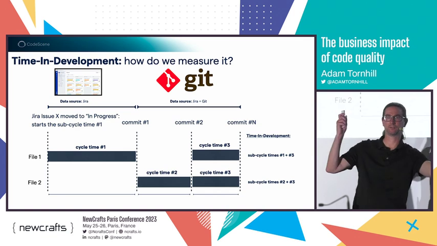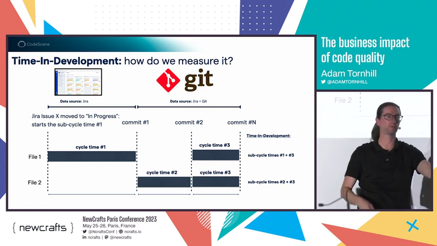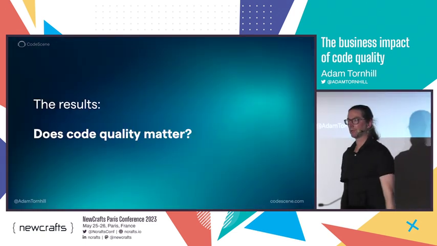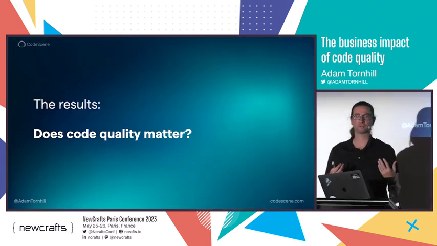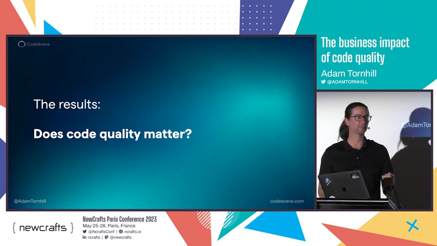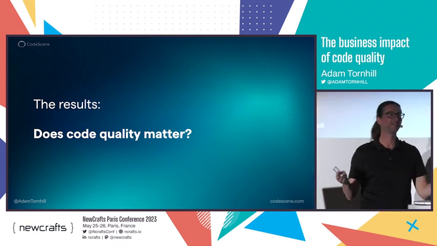And since we had access to Jira, we could also look, okay, this commit, was it a bug fix or a new feature, right? So we also knew the defect density. And that made it possible to finally answer this question. Does code quality actually matter to a business? And a quick spoiler is, yes, it does. Otherwise, it would be a really short talk.